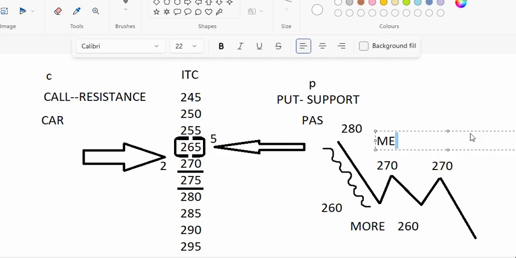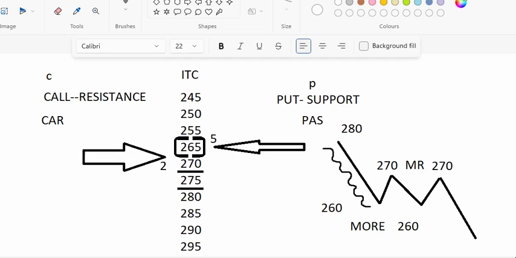Resistance, right? More resistance here at both sides, right here. More resistance from the 270 strike price. It went down all the way from 270 to 260. Again, what happened? There's still more support and it went up again, and then finally it cracked down from below. So does this call act as a resistor or put as a support?